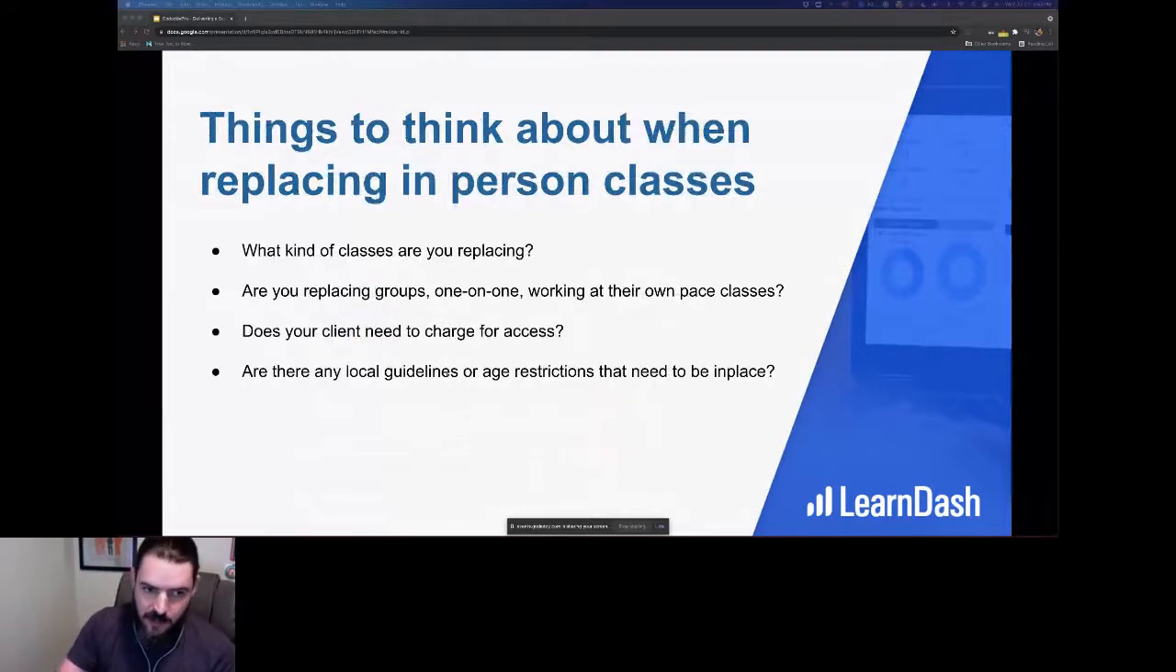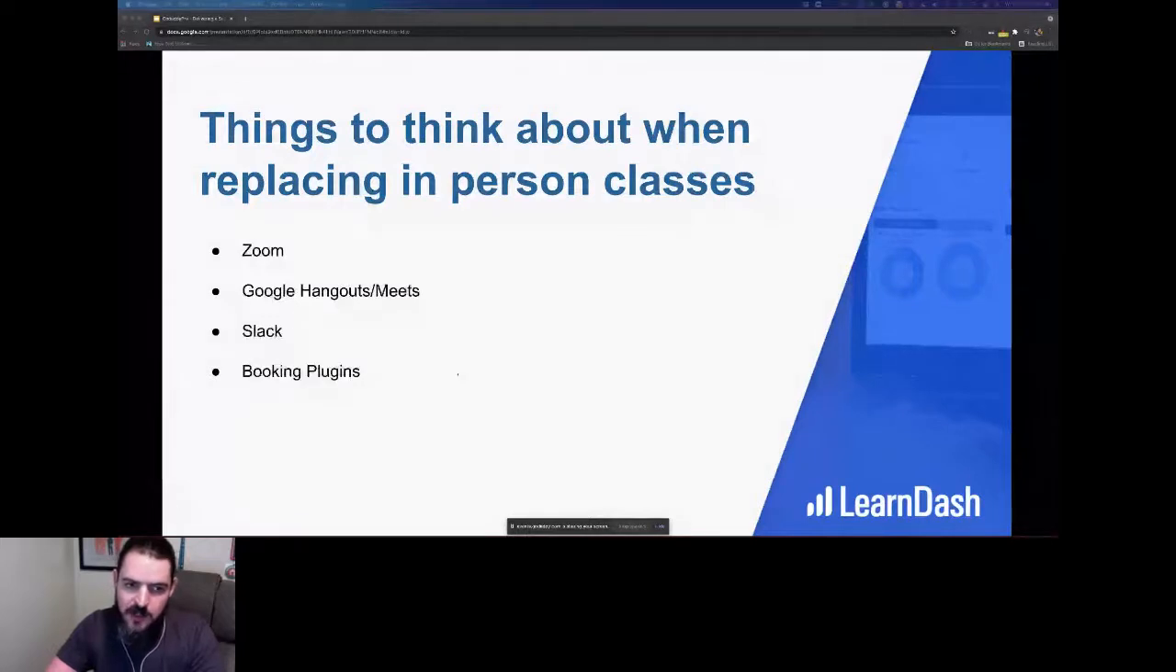Things to think about when replacing in-person classes. When we talked earlier, are you replacing groups of people, one-on-one, or work-at-your-own-pace stuff? Do you need to charge for a booking? Do you need some type of booking system, or are you replacing the entire class where then you have to worry about enrolling groups of people? I would quickly recommend Zoom, Google Hangouts, Meetups, Slack integration, and booking plugins.